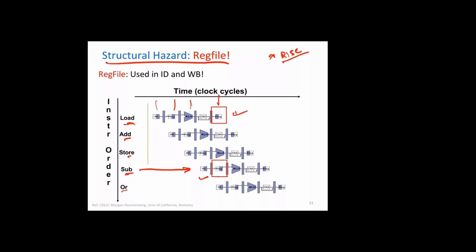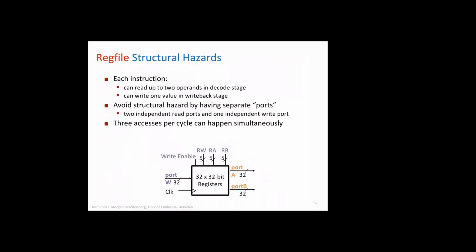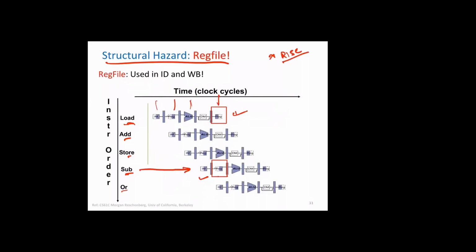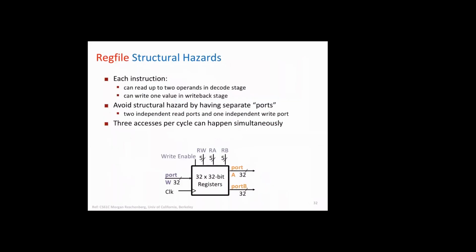Okay, if you design a register file in such a way that only one operation can be performed at a time, either writing or reading, then this problem can happen. Now, in order to overcome this problem, what we do is design the register file in such a way that reading and writing can happen simultaneously.